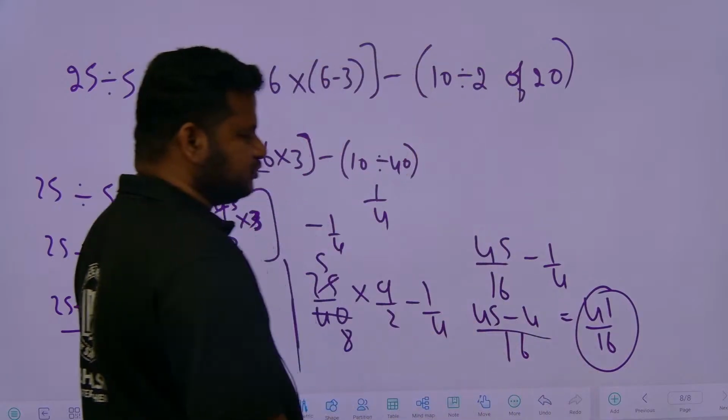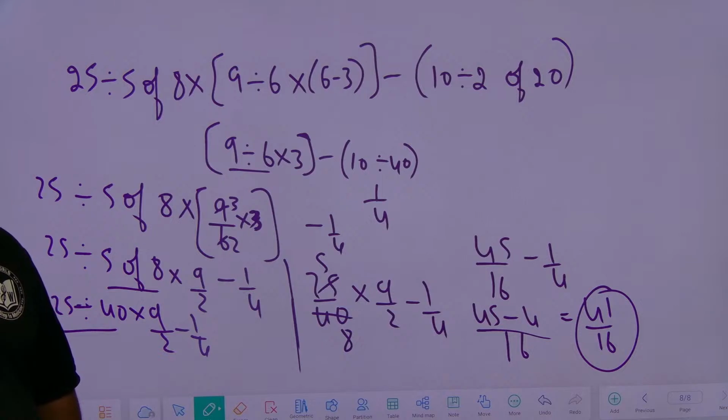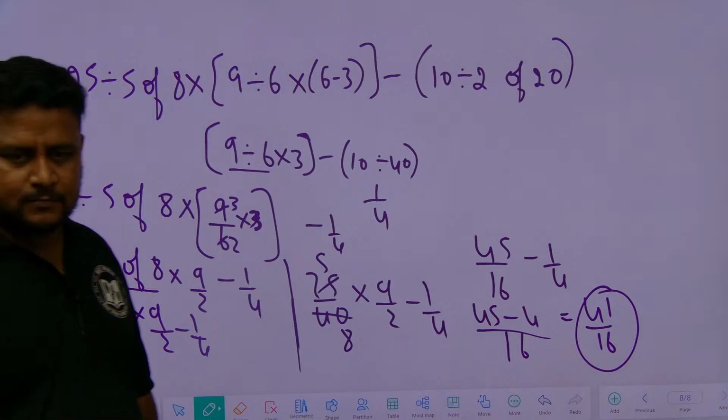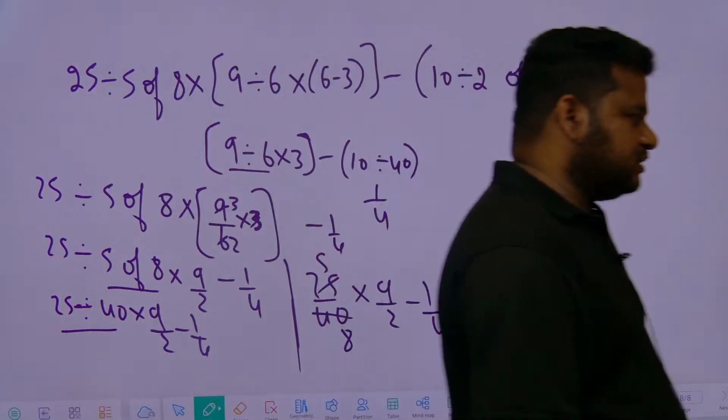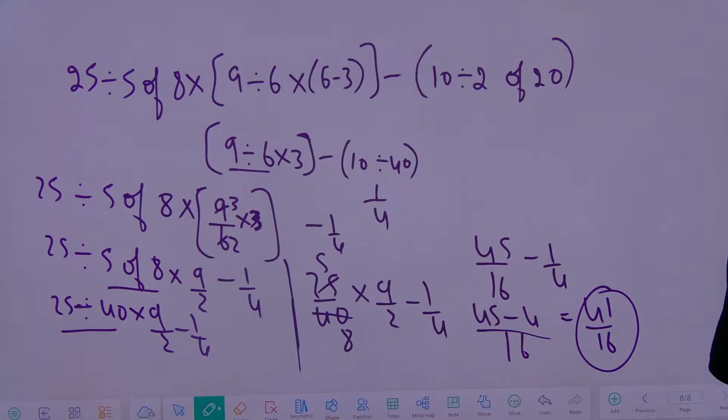Even if you got it wrong, it's okay, not a problem at all. I wanted you people to try. Understood this one? 41 by 16 will be the answer. Clear? Try this question again by yourself when you have free time. Now let us take one more question.